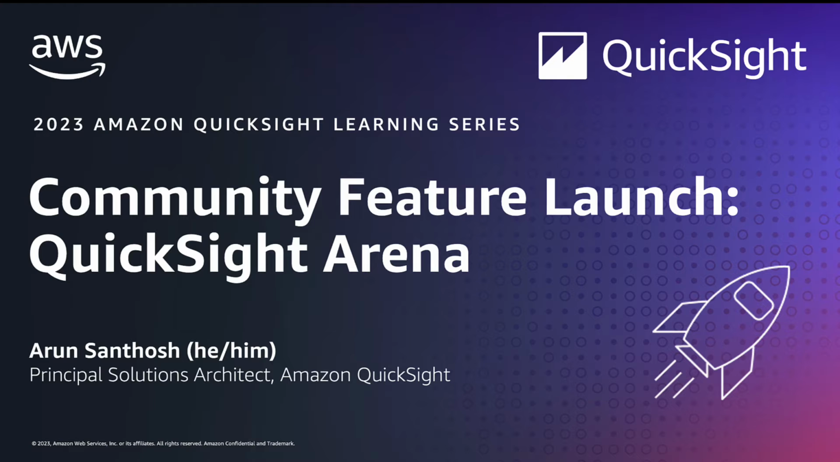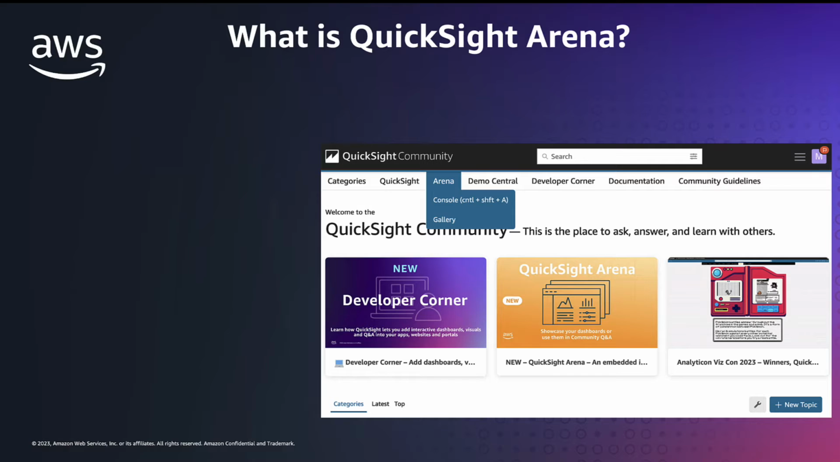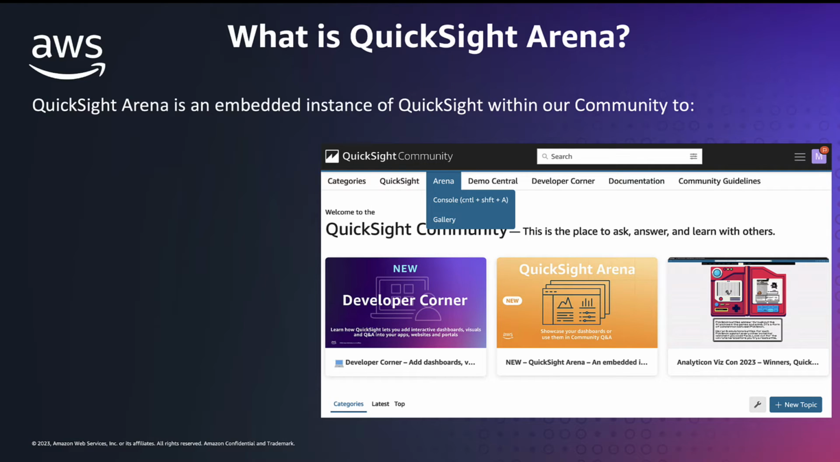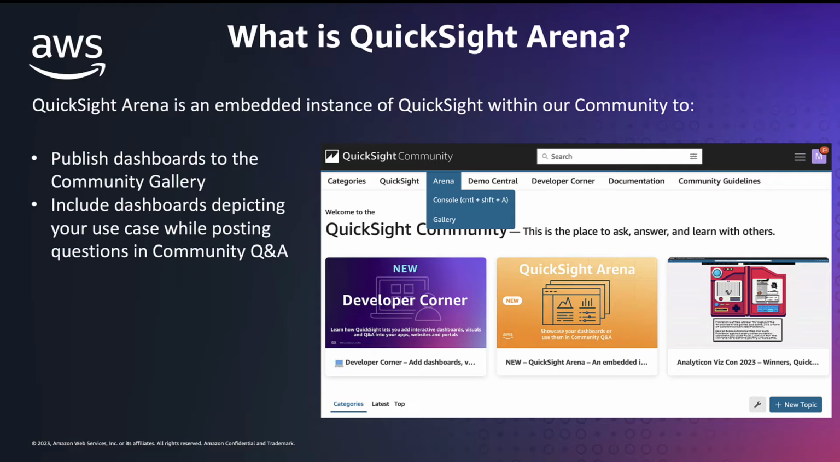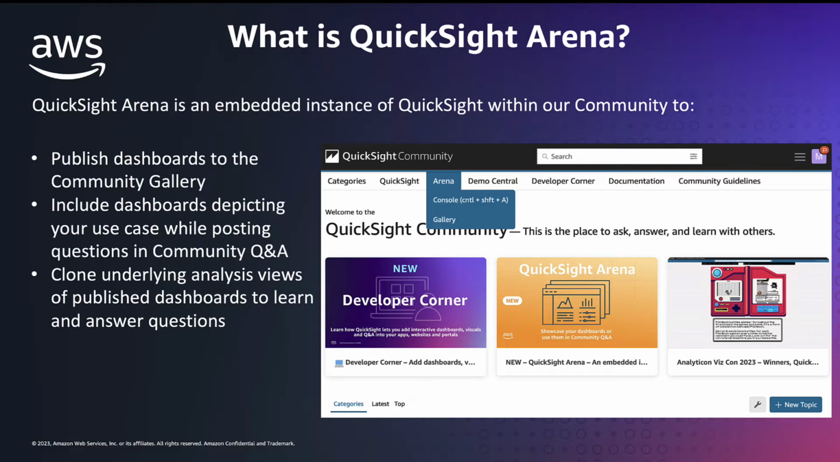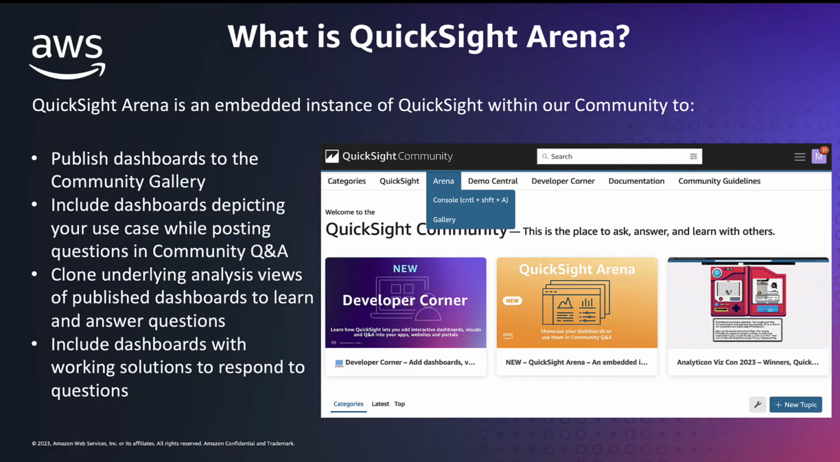All right, so we're going to introduce today's topic first. What exactly is the QuickSight Arena? The QuickSight Arena is an embedded instance of the QuickSight product within our community. It's going to be used to publish dashboards to the community gallery. You can include dashboards depicting your use case while posting questions in our community Q&A. You can clone underlying analysis views of published dashboards to learn and answer questions from others. And you can include dashboards with working solutions to respond to questions.